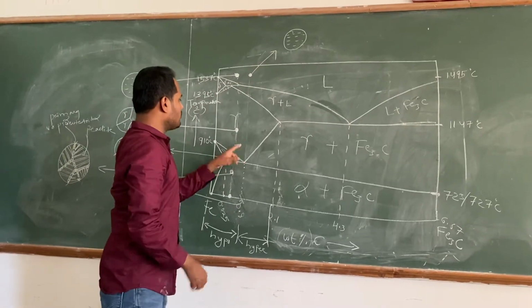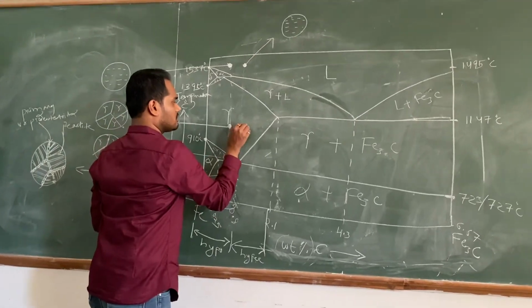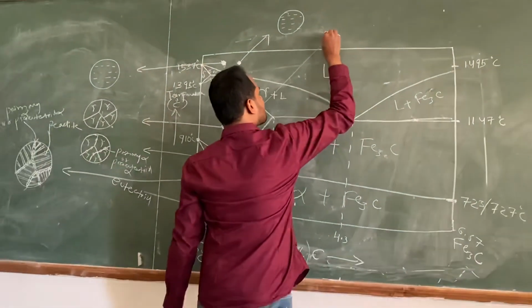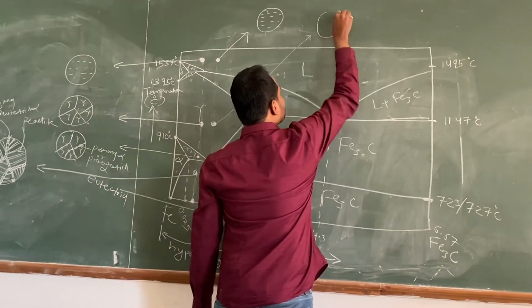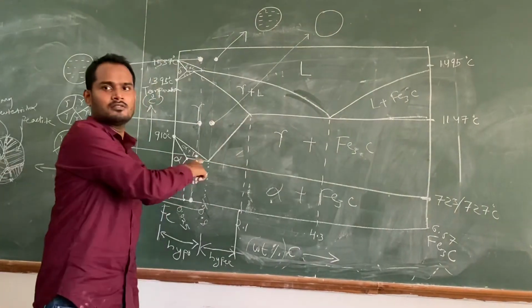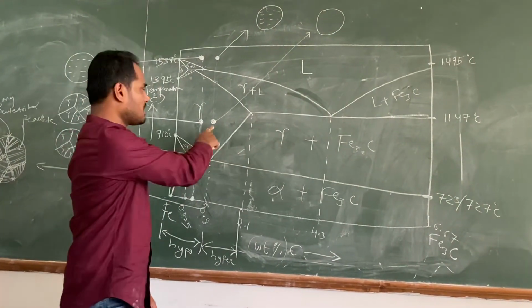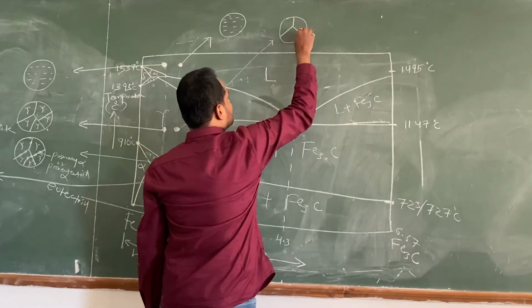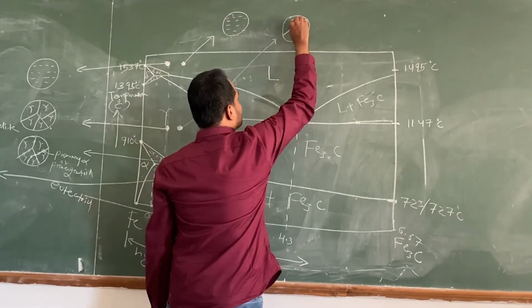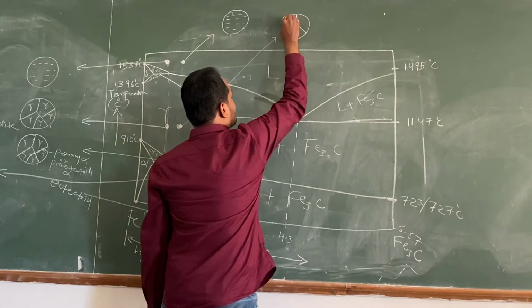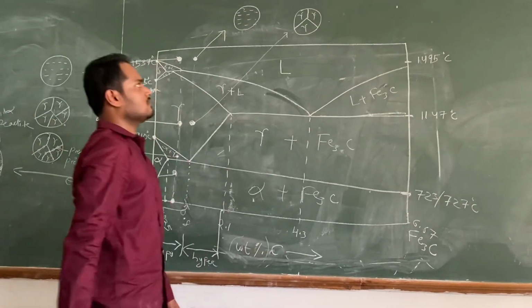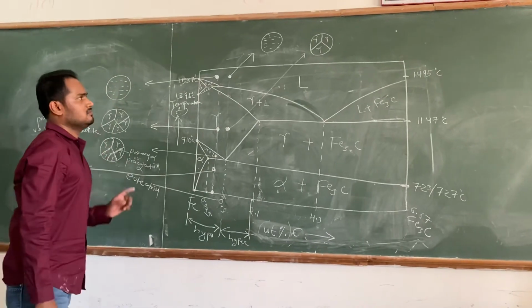Then suppose I will move a temperature up to this, for example, here. So what will be there? Now this is a solid. Gamma is a solid. So again, you have grain and grain boundaries. That's all. For example, this is gamma. Only 3 grains are shown. You can show multiple grains, no problem.